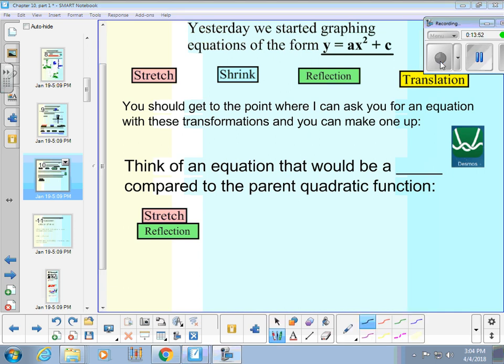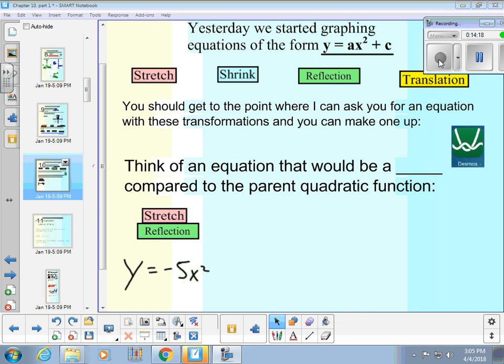And I'll go ahead and put one possible answer. As you know, there could be many possible answers, but y equals, well, reflection means it would have to be negative, and the stretch part means it has to be some number bigger than 1, or at least the absolute value of it would have to be bigger than 1. So I could say something like y equals negative 5x squared. And again, you could have some different answer, but definitely you should have a negative, and definitely you should have a number greater than 1.